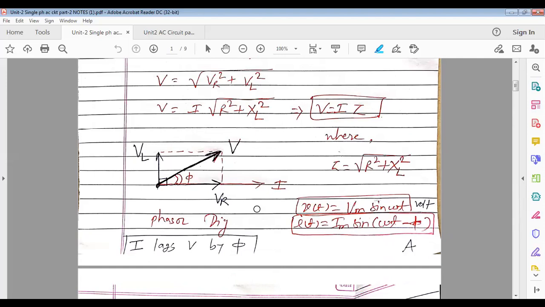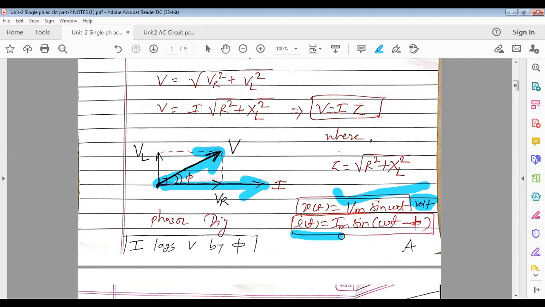Okay, next. Now see here, voltage equation we know. It's V of t equals Vm sine of omega t. Now current we are getting along this, and the phase difference between total voltage and total current is phi. So if I mention V of t is Vm sine of omega t in volt, the instantaneous voltage equation, then how can I write the current equation?